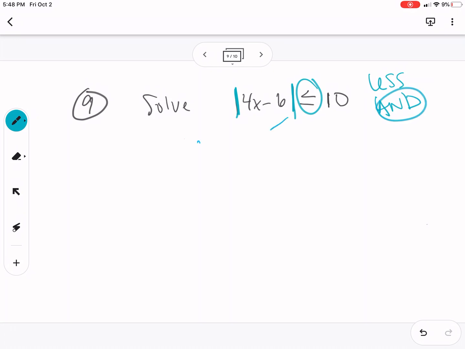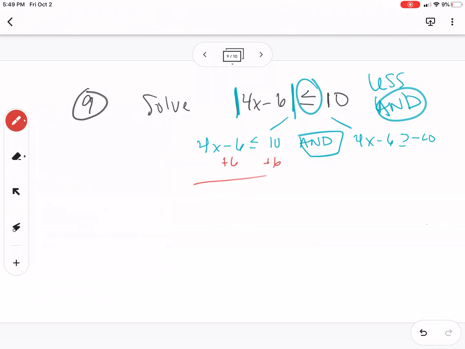So I'm going to split this into 4x minus 6 is less than or equal to 10, and 4x minus 6 is greater than or equal to negative 10. Remember to flip the symbol and change the sign. And now we can solve. So 4x is less than or equal to 16. X is less than or equal to 4.